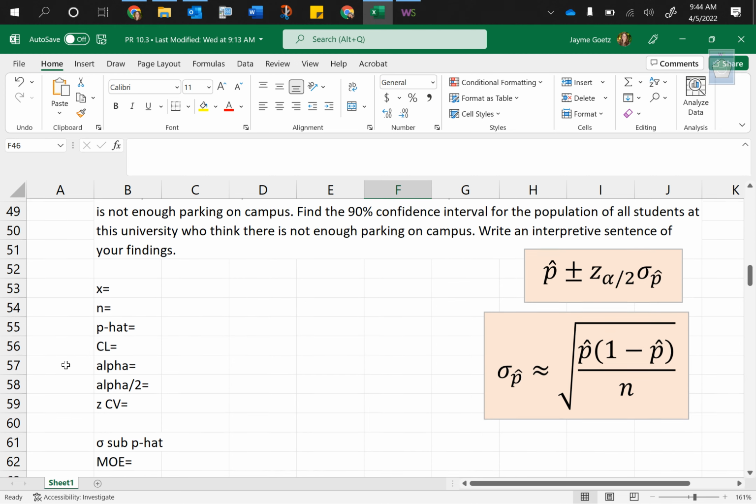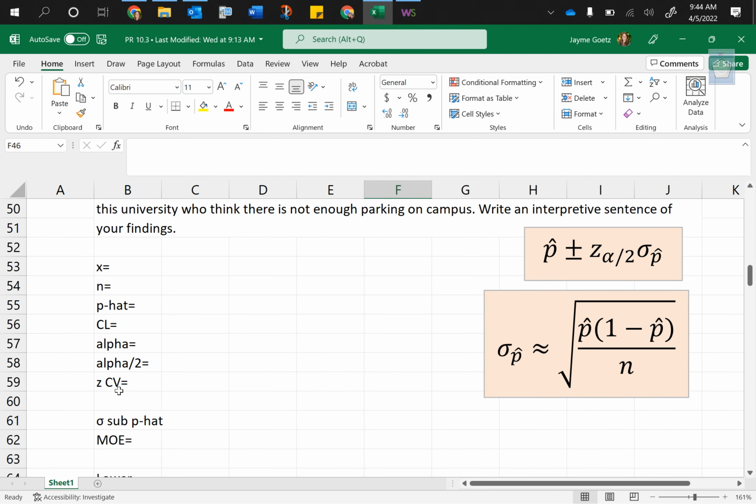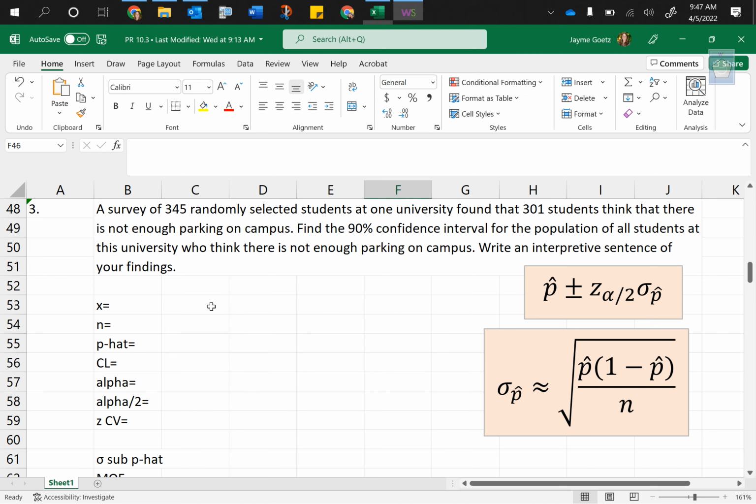So the first thing we're going to need to do is find all this information. Again, I came up with all of this information on my own. This is not going to be given to you on the test. So from this problem, what is my x value? How many possess the attribute that I'm wanting? 301. It says 301 students think there's not enough parking on campus. What was the sample size that they used?